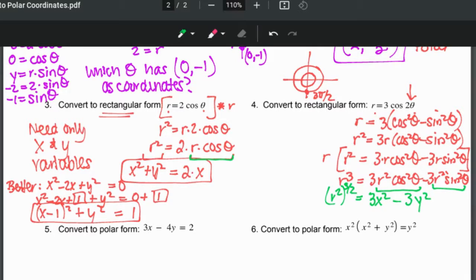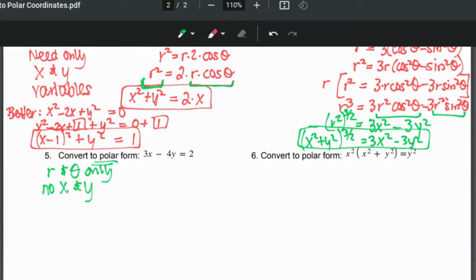But what we needed was something that can use x² + y² = r², like we did in problem number 3. So I'm going to change this to be (x² + y²) raised to the 3/2 power, and it equals 3x² − 3y². Now this equation is a little bit ugly, but it is technically in rectangular form because it has only x's and y's. All right, so everywhere we see an x, we're going to replace it with our formulas. x can be replaced with r cosθ, and y can be replaced with r sinθ. And then we can just make it look a little bit nicer.